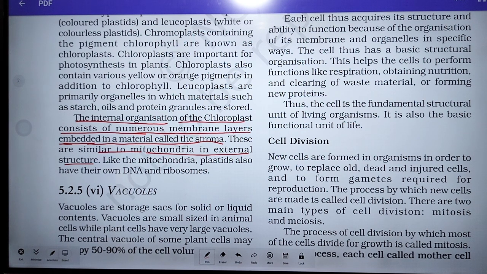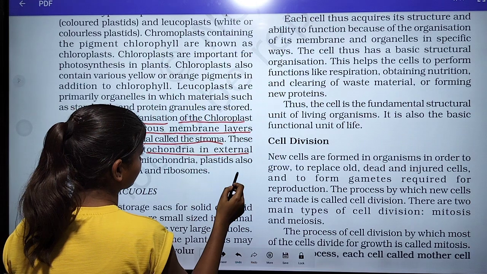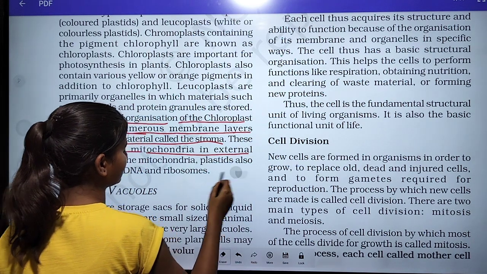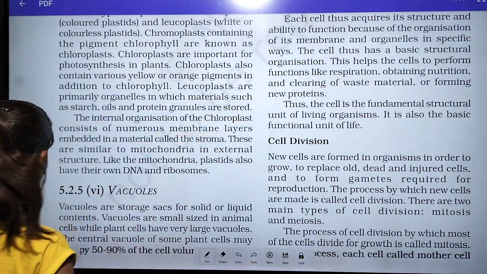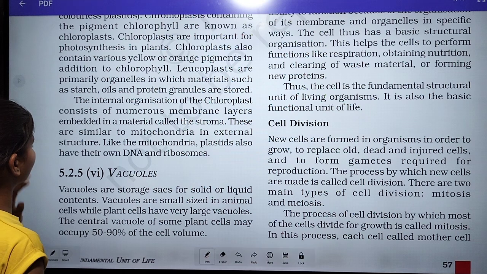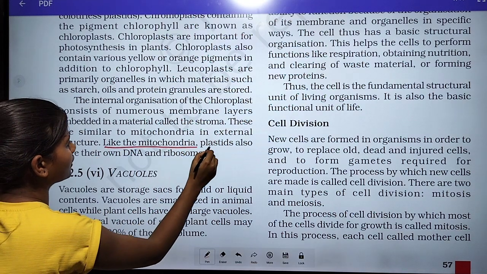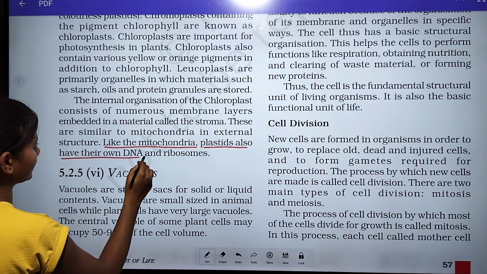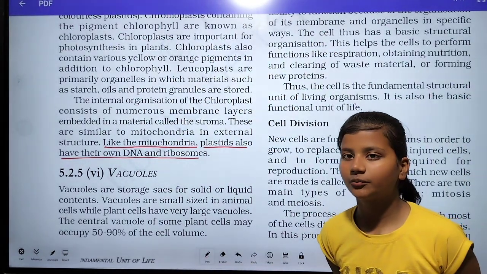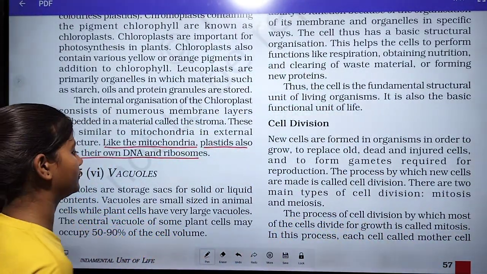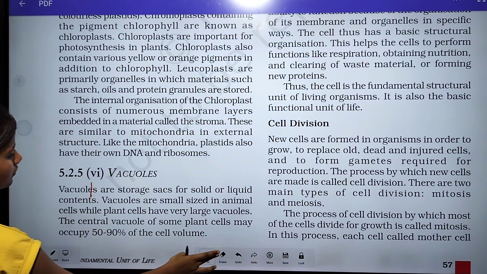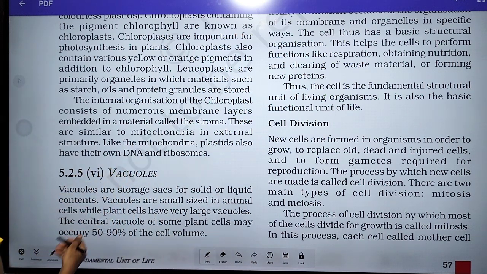Plastid is also a double membrane bounded organelle like mitochondria. We know that mitochondria is also a double membrane bounded organelle. Like the mitochondria, plastids also have their own DNA and ribosome. In mitochondria and plastid, they both have their own DNA and ribosome. Okay, that's all about plastid. And now the next term is vacuole.